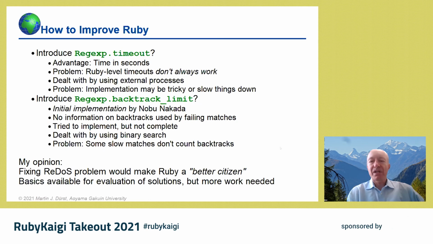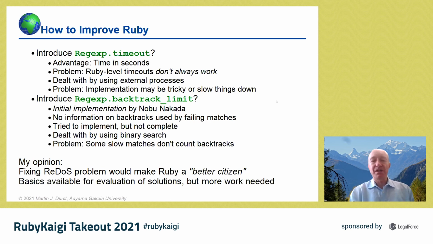Okay, so how can we improve Ruby? Well, one proposal is to introduce the timeout. The advantage would be that it's very directly clear what it means to the user. The problem is that Ruby level timeouts don't always work. Actually, there are some regular expressions you can run, and they run for hundreds of seconds, and then the timeout doesn't work. I dealt with that by using external processes and then just going and killing them. Also, the implementation may be tricky or slow things down.